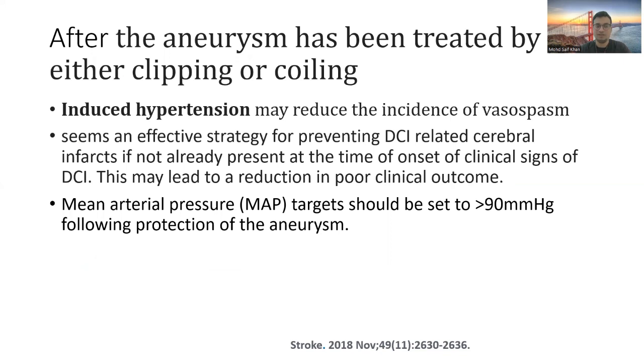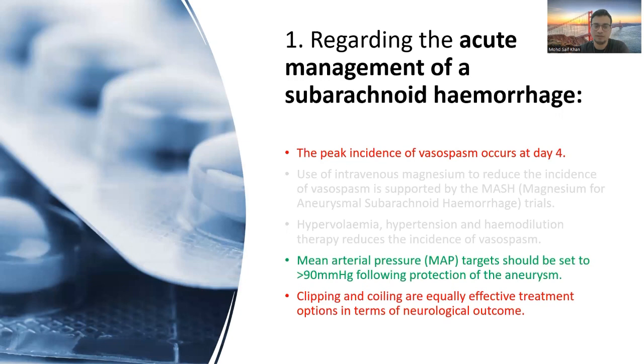Now, after the aneurysm has been treated by either clipping or coiling, you have to induce hypertension. Induced hypertension continues to be recommended for the management of delayed cerebral ischemia if it occurs. It reduces the incidence of vasospasm and other complications and increases the cerebral perfusion pressure. So it seems an effective strategy for prevention of DCI related cerebral infarcts if it is not present at the time of onset. That is one strategy, in which mean arterial pressure should be set more than 90 millimeters of mercury, or you can increase the MAP 10 to 20% above the baseline. That will induce hypertension and probably will improve the cerebral blood flow. So as this is the preventive strategy, this option is correct.